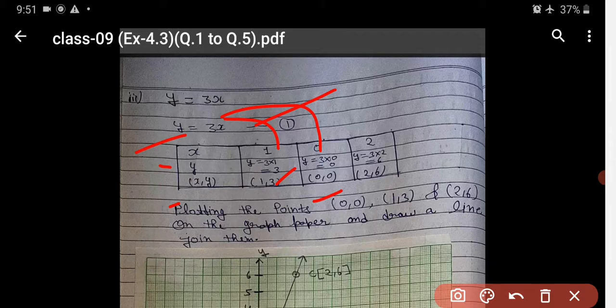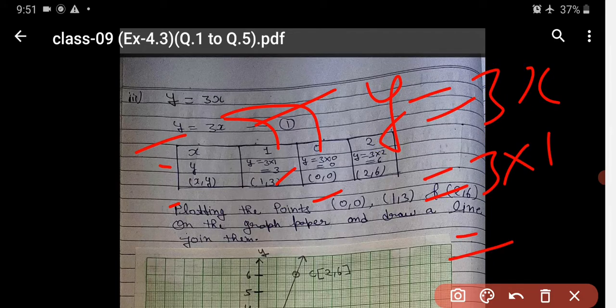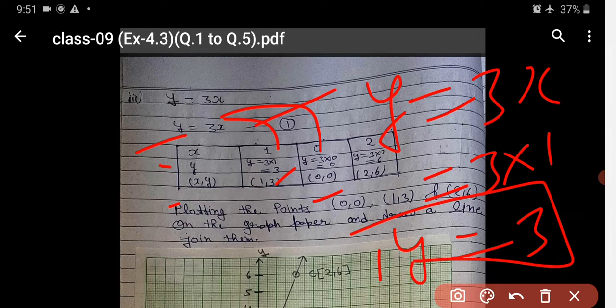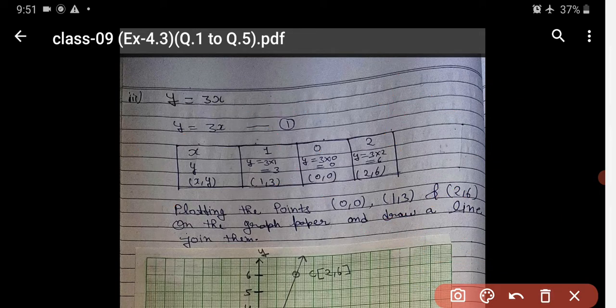Just do the calculation. y is equal to 3x. Then if you put 1, it becomes only 3. So the value of y is 3 when you take the value of x as 1. If you take the value of x as 2, what is the value of y? Just 3 multiplied by 2, you will get here 6. So the point is 2 comma 6. Now plot the points 0 comma 0, 1 comma 3 and 2 comma 6 on a graph paper and draw a line by joining them.